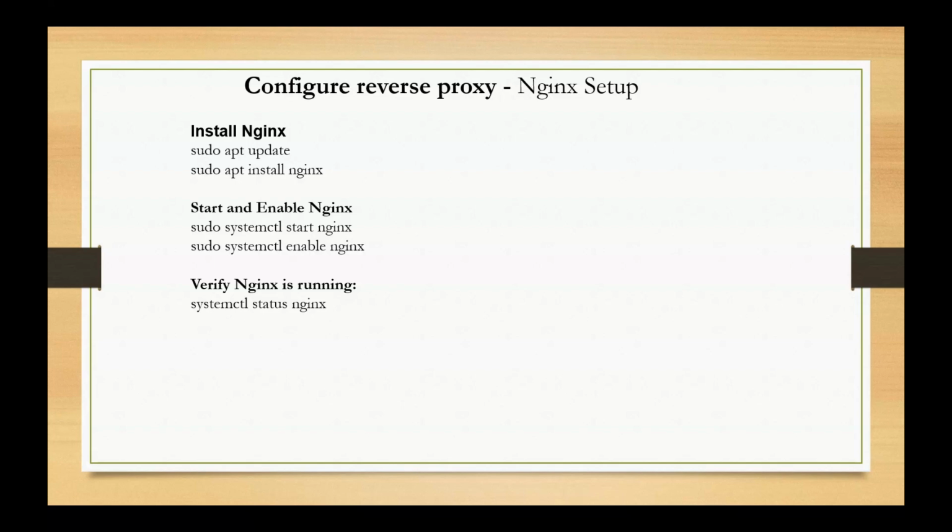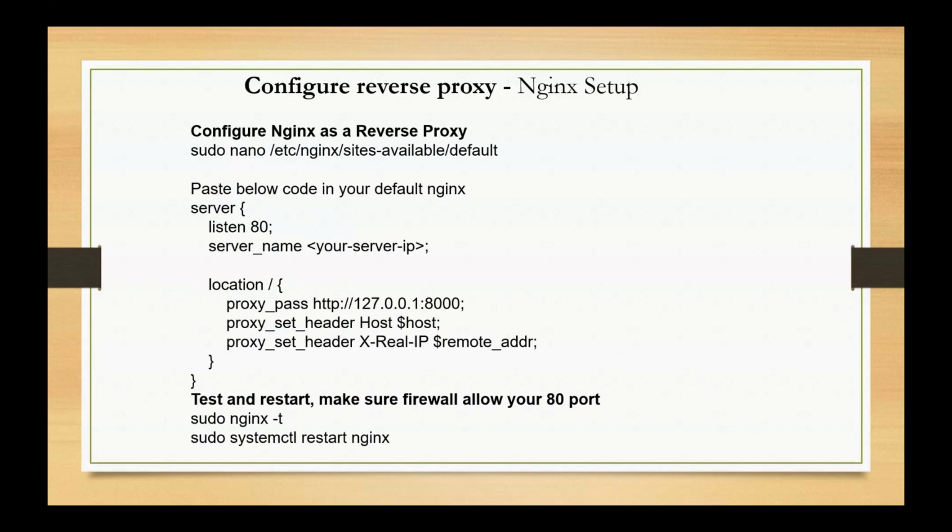Here are some of the commands. You can go through them one by one. Install Nginx, then start Nginx, enable Nginx, and then verify whether Nginx is running or not. After that, in Nginx you already have a default file in sites-available. If not, you can create a new one. Just run this command, sudo nano, and you can create one file there.